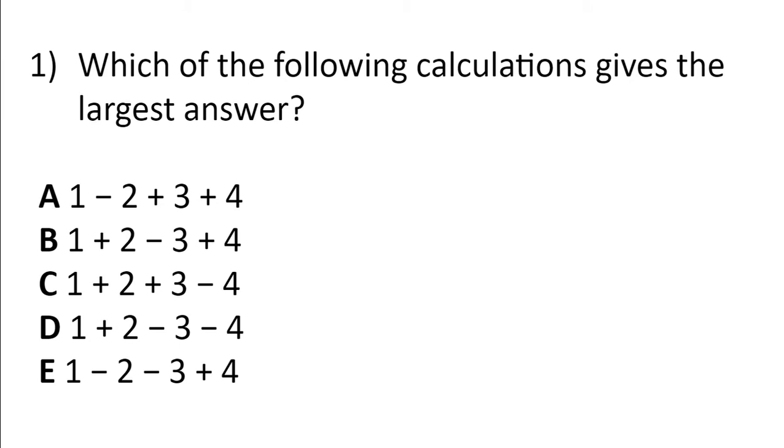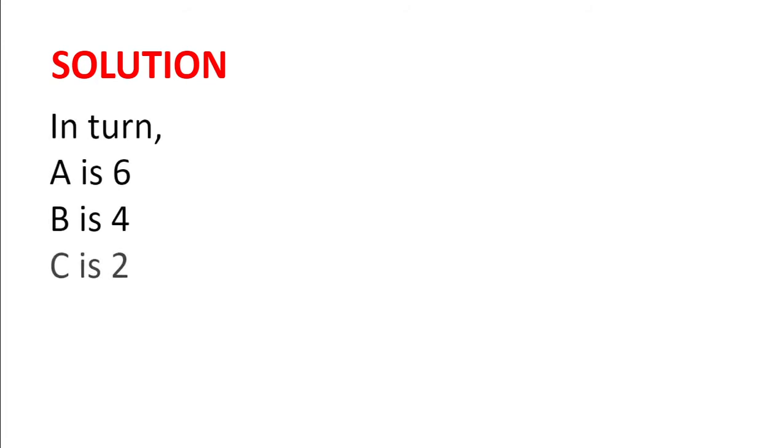Which of the following calculations gives the largest answer? In turn, A is 6, B is 4, C is 2, D is minus 4, and E is 0. So A is the largest.